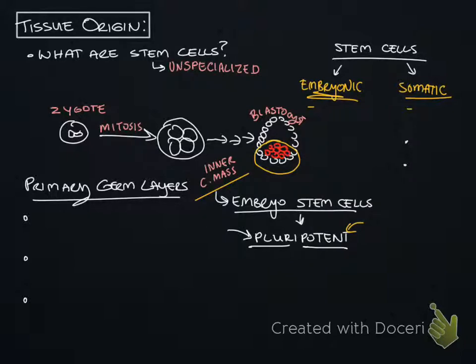And so basically, we have two types of stem cells. They're either embryonic, which are going to build bodies, or we have somatic stem cells, which are going to repair. They're both unspecialized, but they do two different things. Embryonic build bodies, whereas somatic repair bodies. Okay?